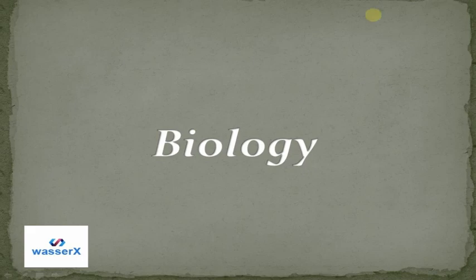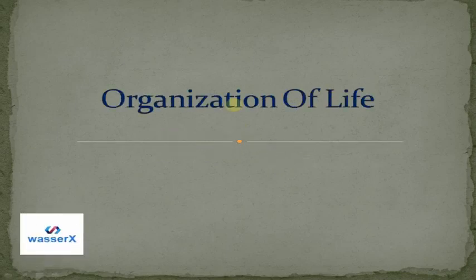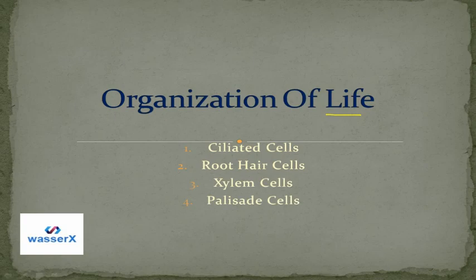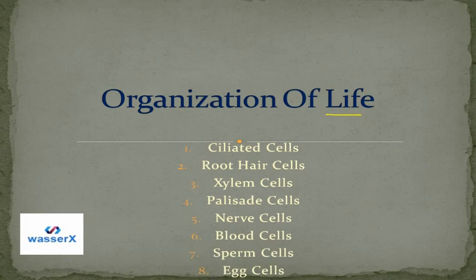Hi everyone, today we will study the subject biology, and the unit that we will study today is organization of life. So in this unit we will see many different types of specialized cells. Which specialized cells are we going to see today in this video? We will see ciliated cells, root hair cells, xylem cells, palisade cells, nerve cells, blood cells, sperm cells and egg cells. So these are the different types of specialized cells that we are going to see in this video. So excited to see or study them?